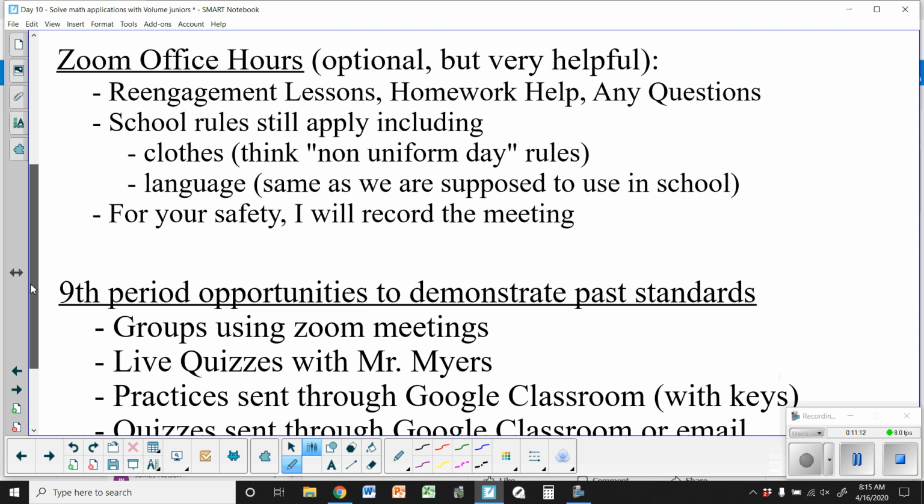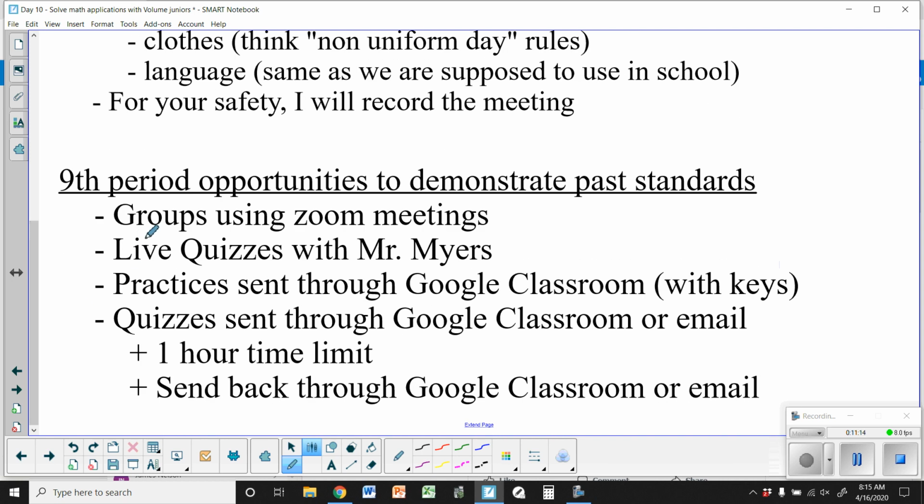And then some ninth period things. I'm going to try to do some groups using Zoom meetings for some past standards. I'll be contacting students individually on that, and then we can either do live quizzes with me, or I could send practices through Google Classroom with keys, and then we could do quizzes. For the quizzes through Google Classroom or email, I'd have to put a 1 hour limit on those, and then you'd send them back through there. So these are two different ways that I'm seeing that we could take care of past standards. And then I'll be contacting you starting next week about that.